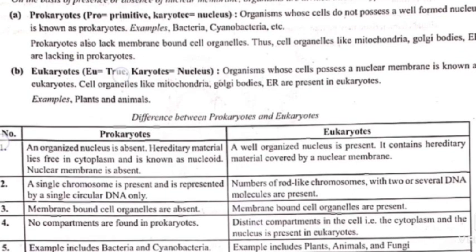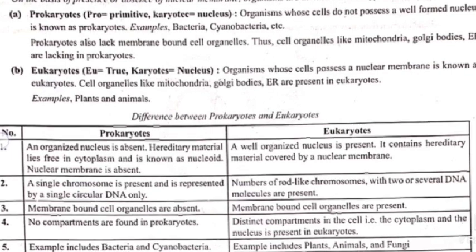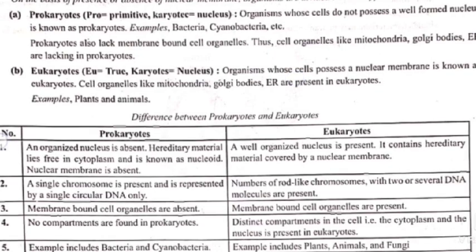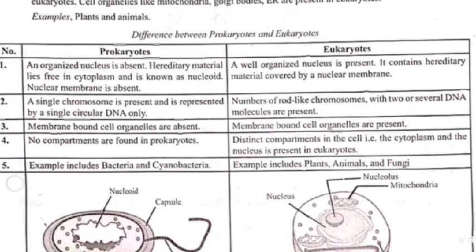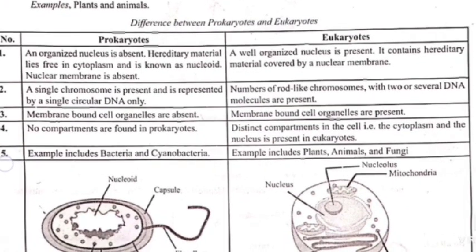Eukaryotes. Eu means true, karyote means nucleus. Organisms whose cells possess a nuclear membrane are known as eukaryotes. Cell organelles like mitochondria, Golgi body, and endoplasmic reticulum are present in eukaryotes. Examples: plant and animal cells. Difference between prokaryotes and eukaryotes.